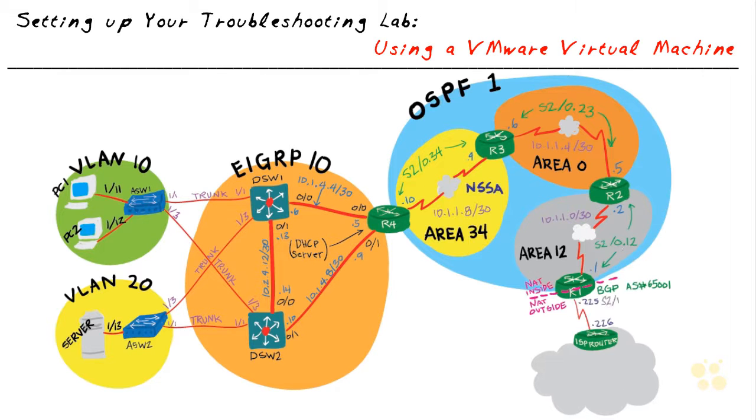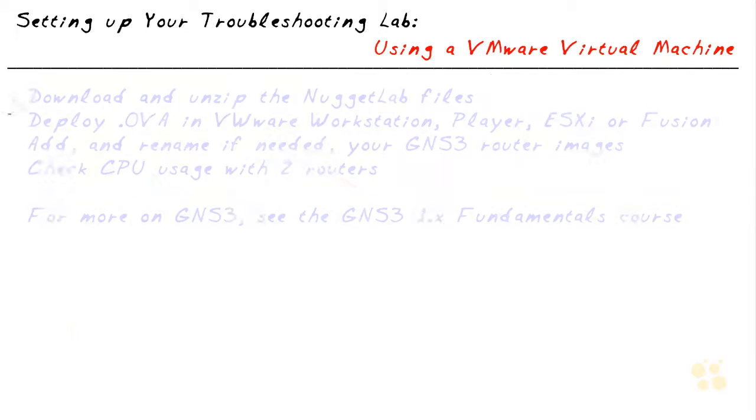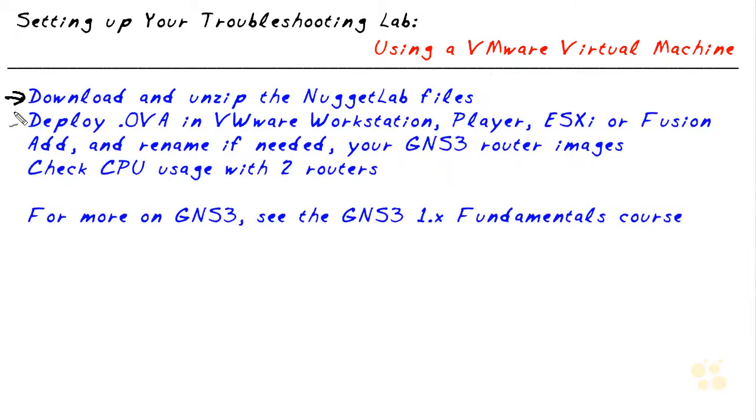So our first step in getting that virtual machine running in our own environment so we can do the labs is to download the Nugget Lab files associated with this course. And as part of that download, there's going to be an OVA file. Now, this OVA is a virtual machine that can run in virtually any VMware environment.